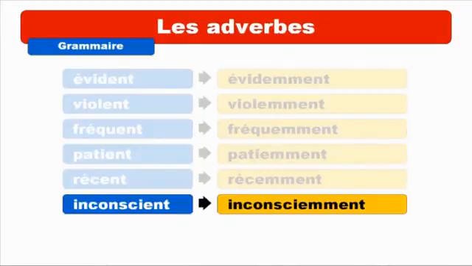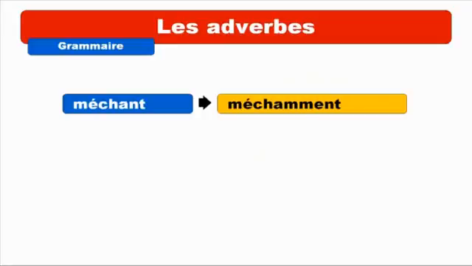Inconscient. Adverb: inconsciemment. So now it was the second group of exceptions. It was this ant exception, and the example we've got here is méchant. It does give us for the adverb méchamment.